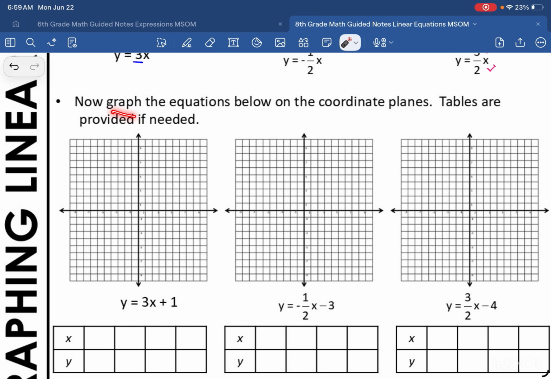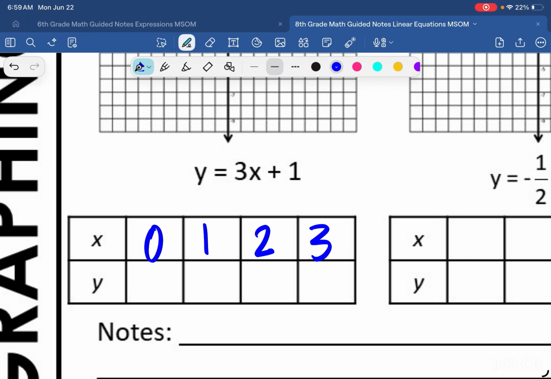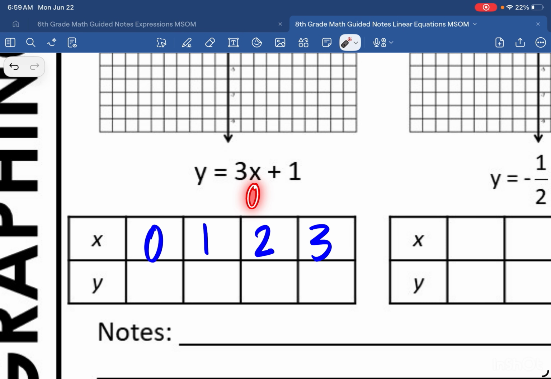Now graph the equations below on the coordinate plane. Tables are provided if needed. Okay, so let's use these tables to make a graph. So my equation is y equals 3x plus 1. So let's just use points of 0, 1, 2, and 3. So if I plug 0 in for x, 0 times 3 is 0, plus 1 is going to be 1.